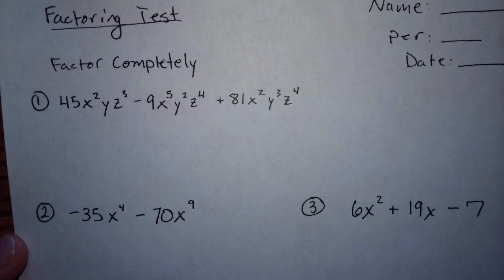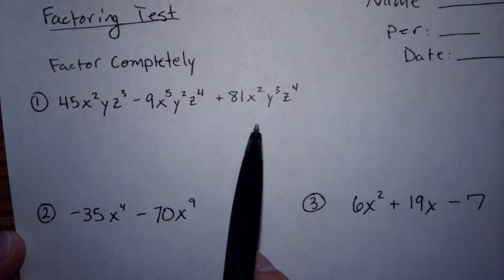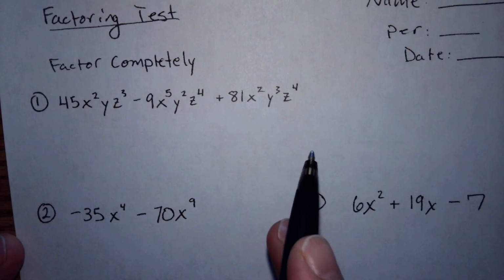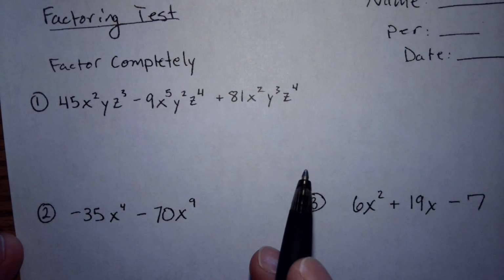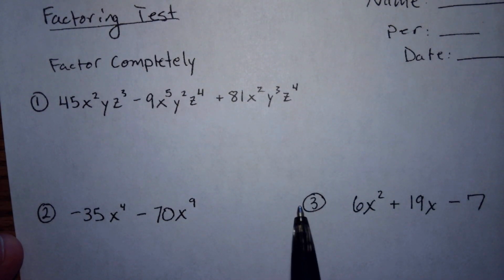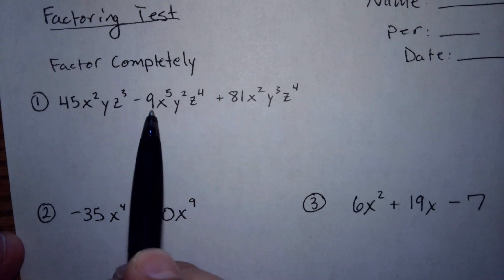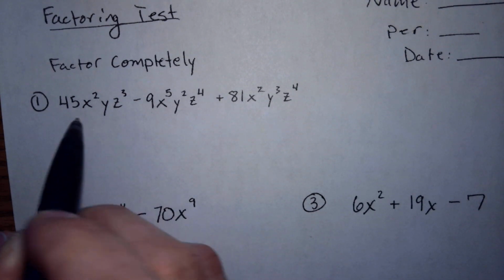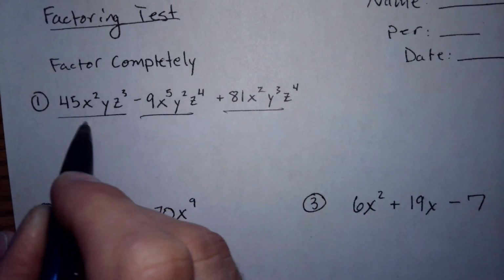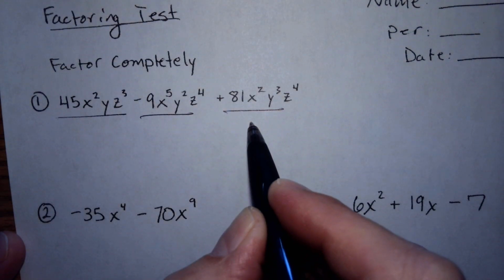On number 1, there's a bunch of stuff here, but for every single problem, you're always looking to divide by a greatest common factor. And by that, I mean you're looking at the numbers to divide the largest number that goes into all 3 of these. And in this case, that's 9. And you're always dividing by the same thing underneath.